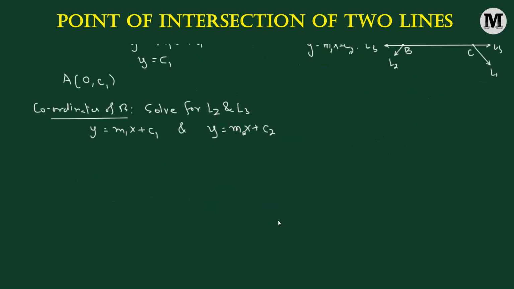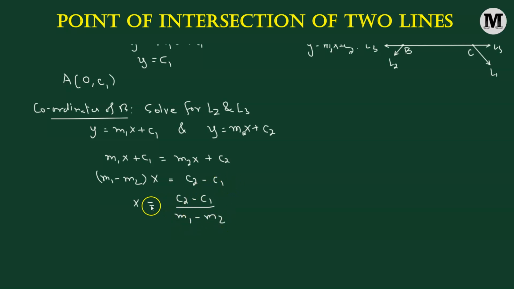Let's equate the two equations. So we get m1x plus c1 equals m2x plus c2. So we have (m1 minus m2) times x equals c2 minus c1. So x equals (c2 minus c1) divided by (m1 minus m2). So we have obtained the value of x.